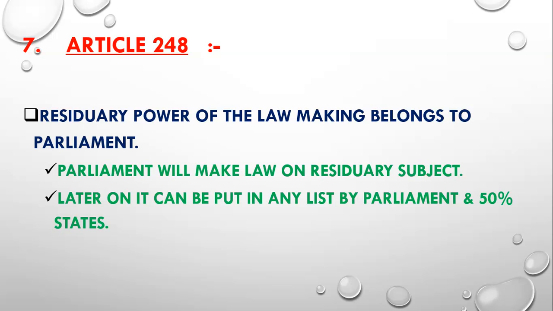So friends, the answer to this question is, when the Constitution was made, I will explain it to you with the help of an example. When our Constitution was made, at that point of time, the union list was made, the state list was made and the concurrent list was made, and these 3 lists were put under the Schedule 7 of the Indian Constitution.